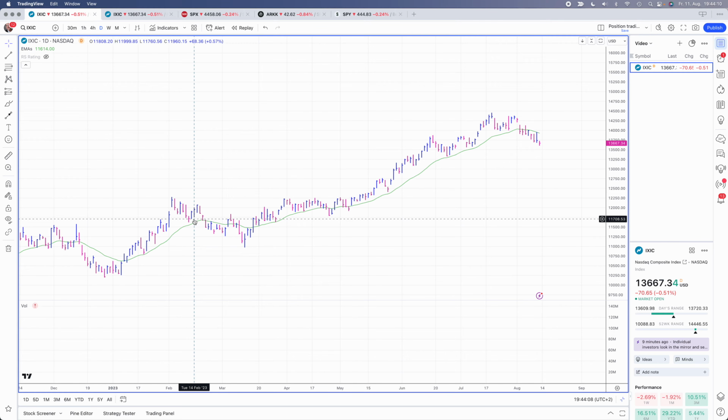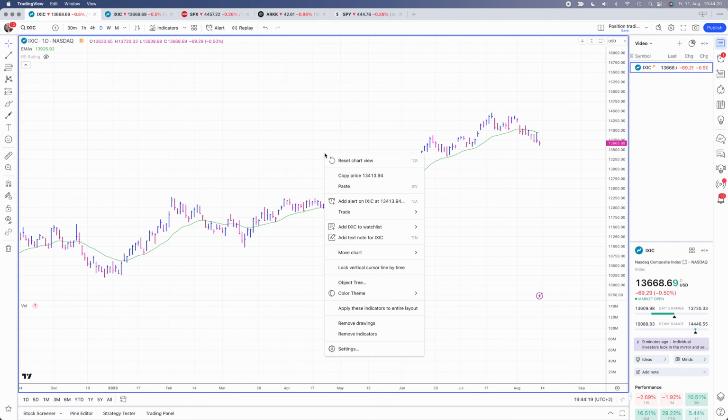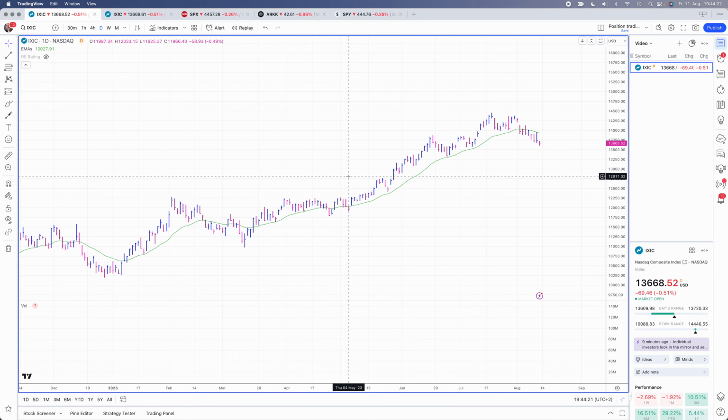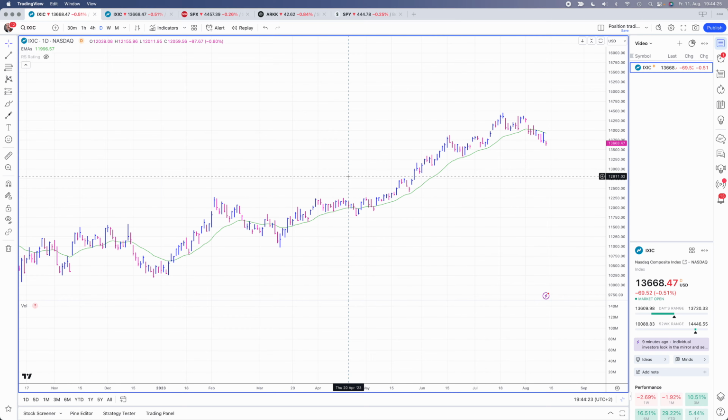The EMA 8 would be too short, the EMA 65 would be too long, and I would give back too much profit. That's why I think the EMA 21 is a very good indicator for mid-term position traders.